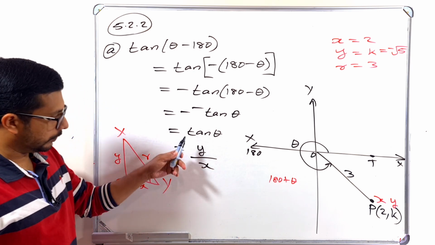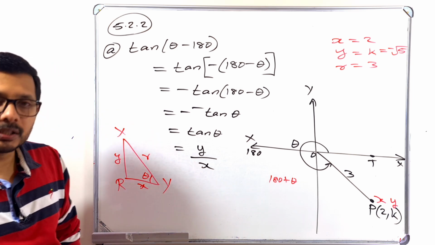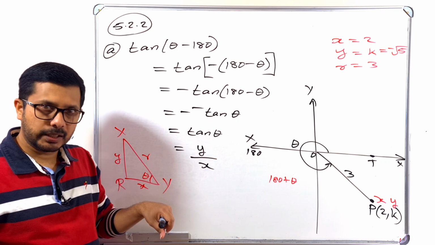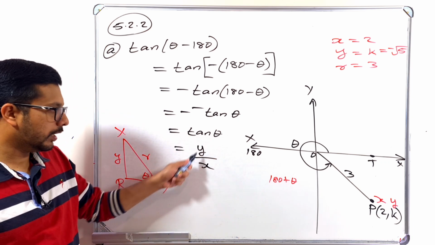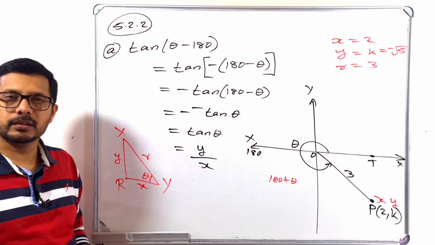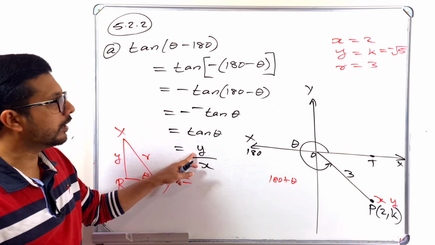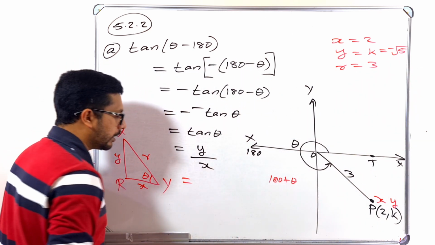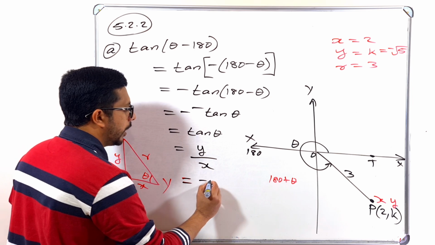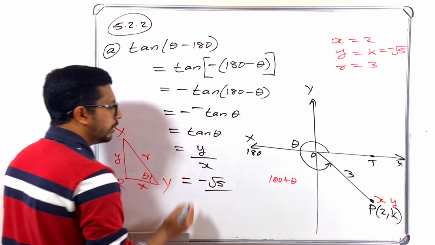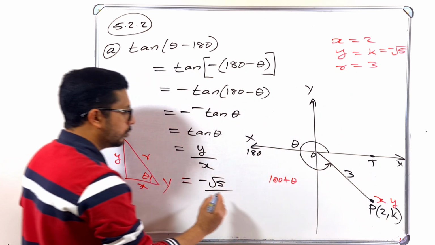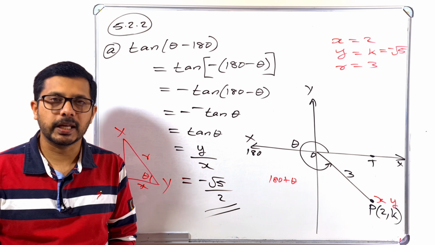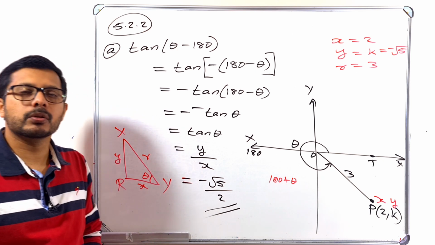Also you have to know the definitions of sin theta, cos theta, and tan theta. What is tan theta? Opposite side by adjacent side. Opposite side we represented with y, adjacent side we represented with x. So in our case, what is y? Y is minus root 5. And x is 2. So it is minus root 5 by 2, and that is the answer of question number A. Now let's move to the next question, question number B.